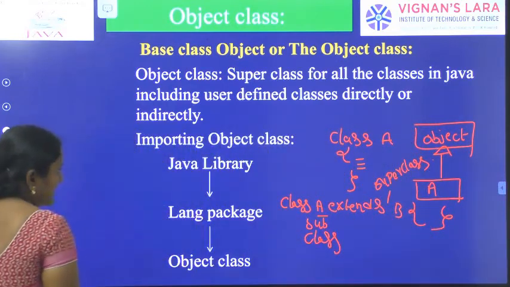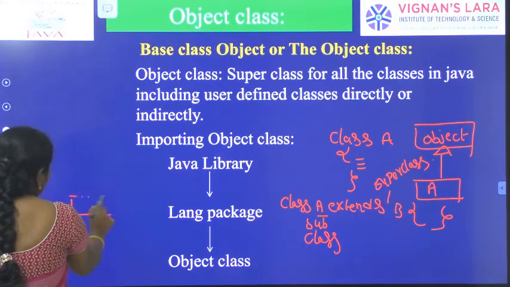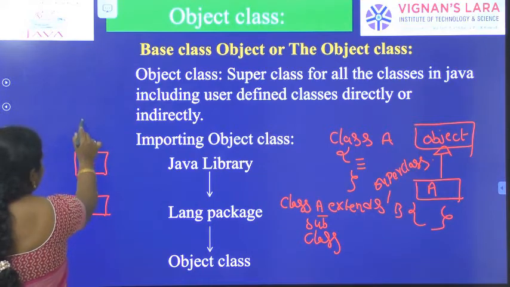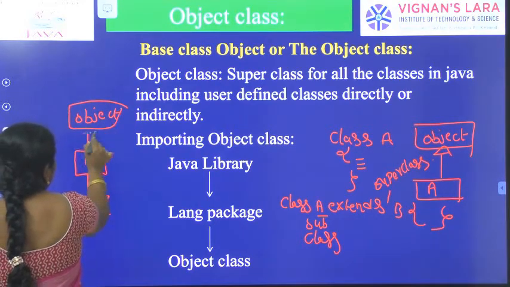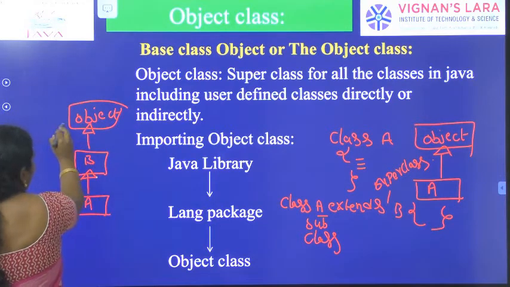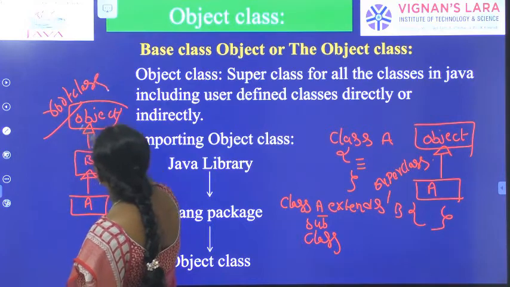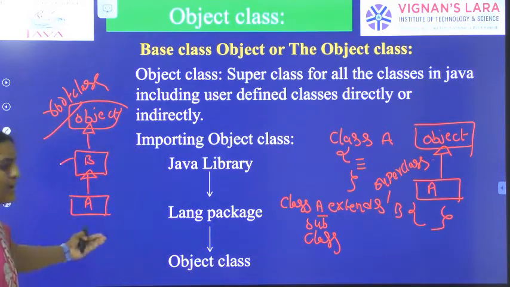Let us see the scenario. Here B is the superclass and A is the subclass, and B extends which class? Object. B is derived from which class? Object. So Object is the root class for every class. B is derived from the Object class, and A is derived from B.